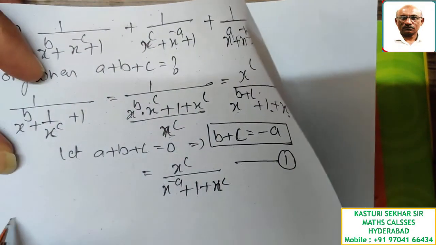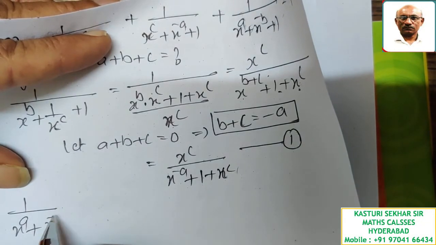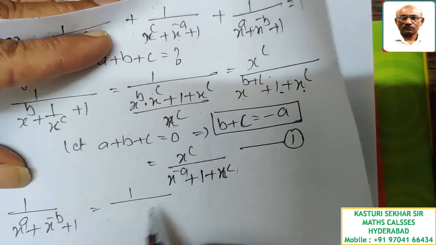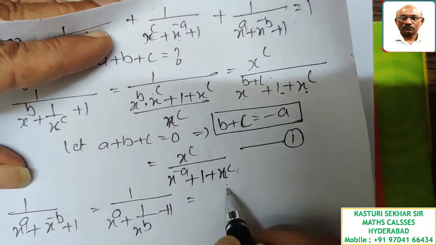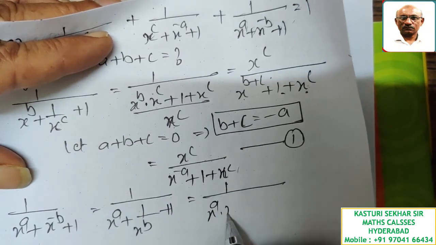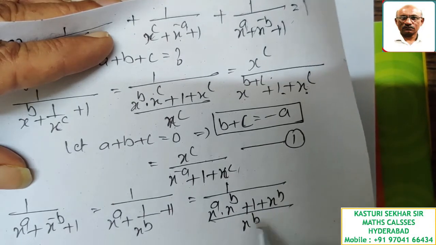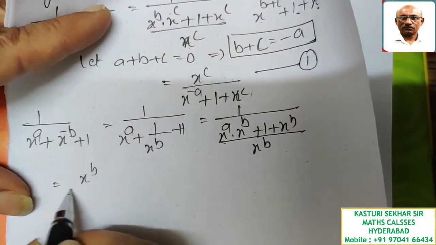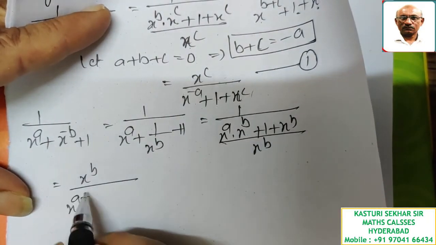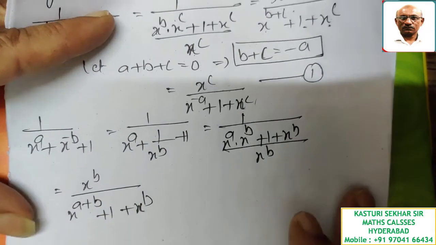Now let us go to the third term. 1 divided by x power a plus x power minus b plus 1. X to the power of a, 1 by x power b plus 1. X power a into x power b plus 1 plus x power b divided by x power b. Now this x power b will go to the numerator. In the denominator it is x to the power a plus b plus 1 plus x power b.